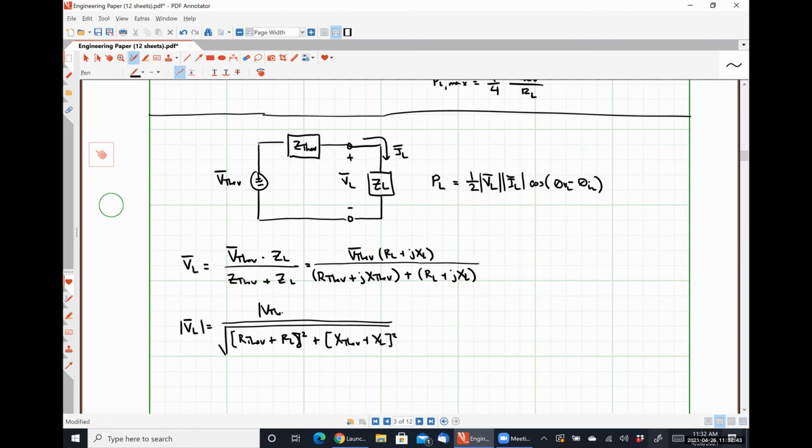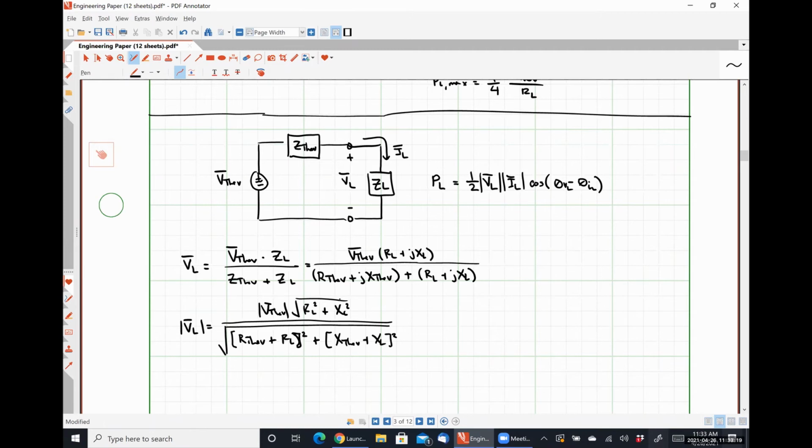The magnitude of V thev times the square root of RL squared plus XL squared. So just to be clear, all I've done to take the magnitudes of these portions, let's look at our numerator and everything else to kind of follow suit. I want the magnitude of this complex number, right? It has a real part that is RL, and it has an imaginary part that is XL. We know that the magnitude of a complex number is the square root of the real part squared plus the imaginary part squared. So that's exactly where this came from.